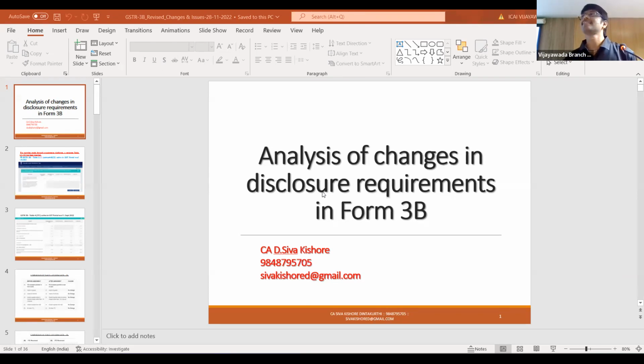You will come across this if you have a client who is dealing in restaurant services or hotel accommodation or transportation of passengers, housekeeping services. If any of these notified services are provided through an e-commerce operator, then the tax is to be paid by the e-commerce operator. You know this famous example of Swiggy and Zomato?